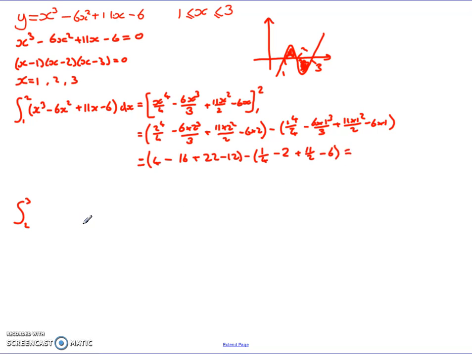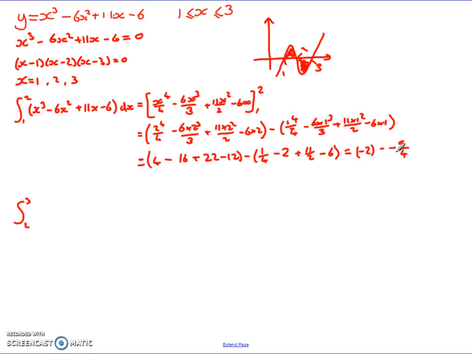So now I need to simplify both brackets and just calculate the difference. 4 take away 16 gives me minus 12, plus 22 gives me 10, take away 12 gives me minus 2 for the first bracket. It's then take away, so a quarter minus 2 plus 11 over 2 minus 6 ends up giving me negative 9 over 4.